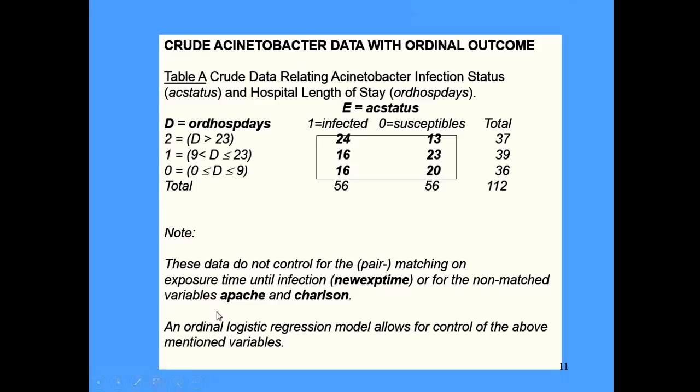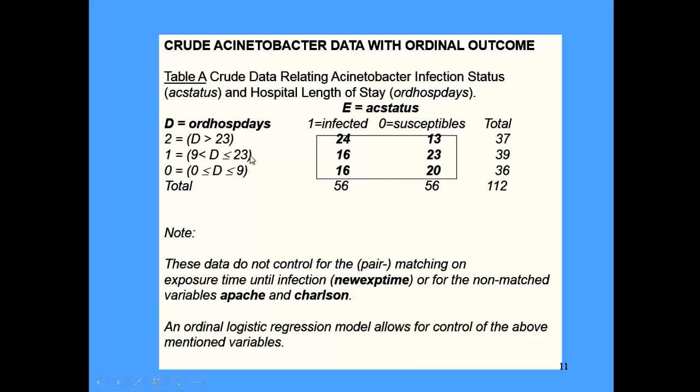Then there were two other variables called Apache and Charlson that were other control variables. So these three variables, exposure time with 8 categories, this Apache variable and the Charlson variable, which were both continuous variables, were control variables. The exposure variable was AC status, and the outcome was length of stay.